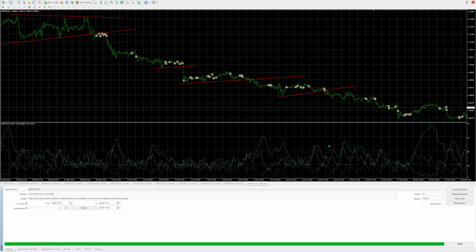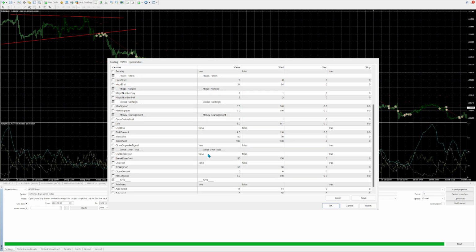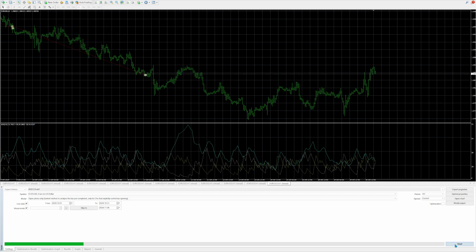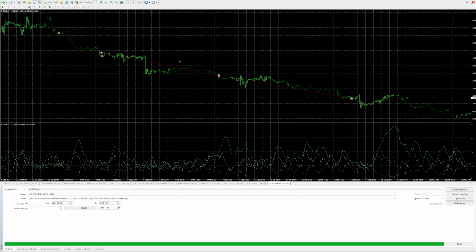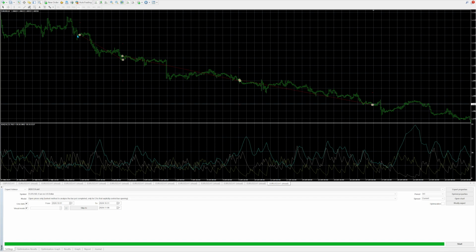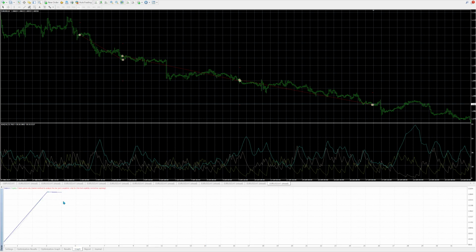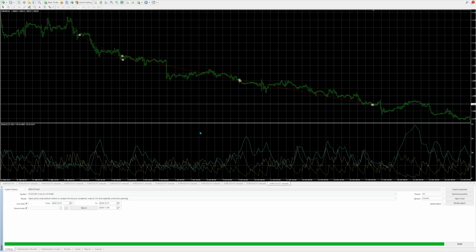So what can we do in this? Well, first of all, we'll turn off close on opposite signal, okay? Then we're left with the EA using the fixed stop loss and take profit levels, which we've got set to 50 and 100. So we'll run a test now like that. And you can see, by trading in the direction of the trend using the fixed stop loss and take profit levels, things look even better still, okay? Nice upward curve. But I'm still not satisfied.